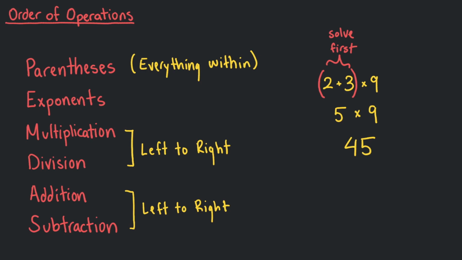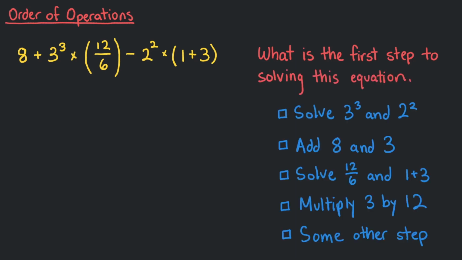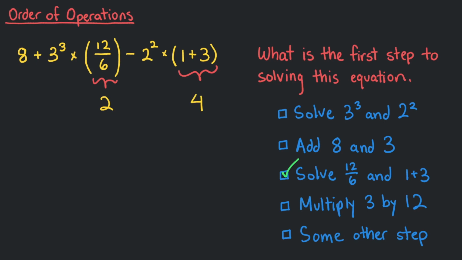Now, let's look at a longer problem to fully grasp PEMDAS. What is the first step to solving this equation? Everything inside the parentheses should be solved first. In PEMDAS, we want to solve everything within the parentheses and then move to the exponents. So 3 cubed and 2 squared will actually be our second step. 12 divided by 6 is 2, and 1 plus 3 is 4. So we can rewrite our equation like this.